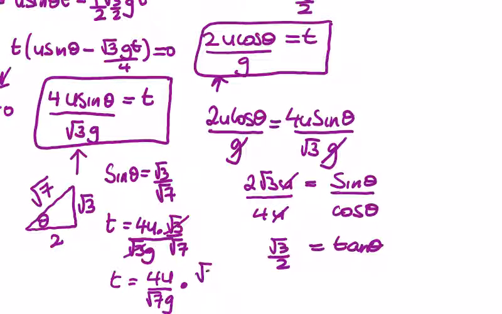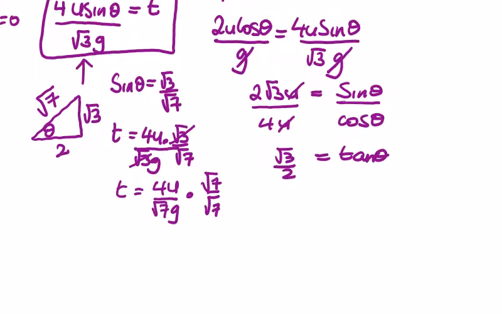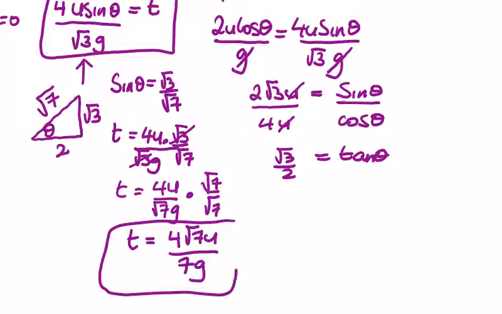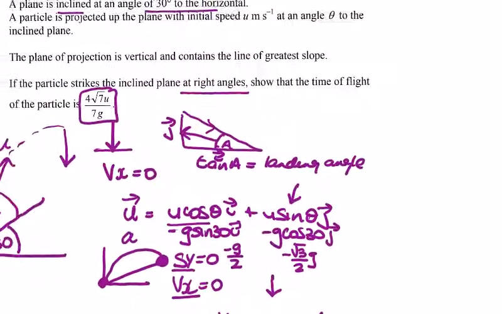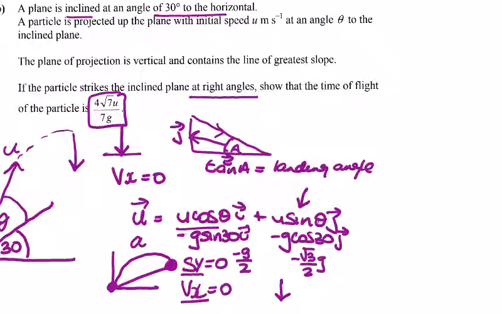We hate these roots on the bottom, so multiply by root 7 over root 7, multiply by 1. Time of flight is equal to 4 root 7 u over root 7 times root 7 times g. And then you look back up and you say a little prayer in that split second. 4 root 7 u over 7g. You put a little tick beside it. You don't draw a smiley face for the examiner. You just move on to the next question.